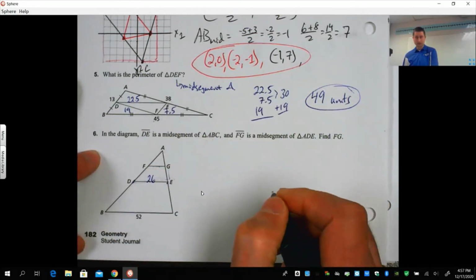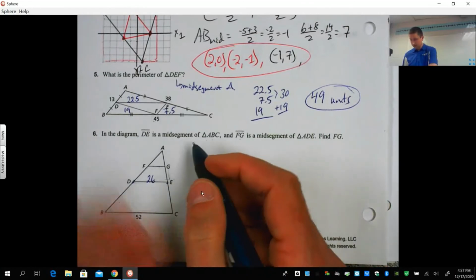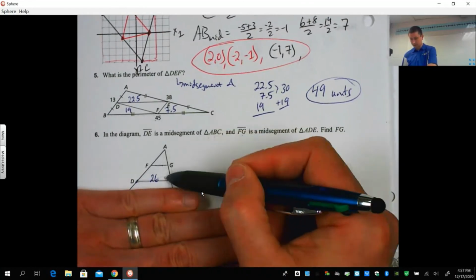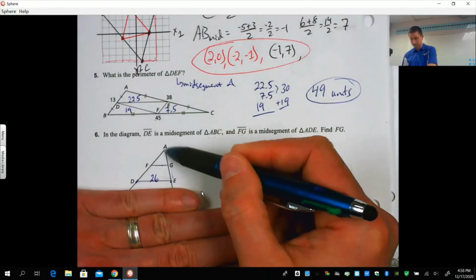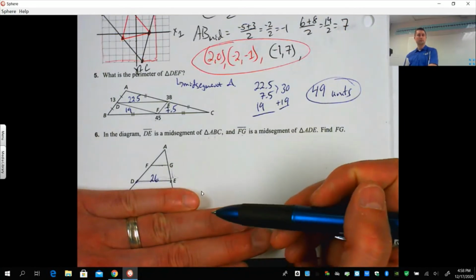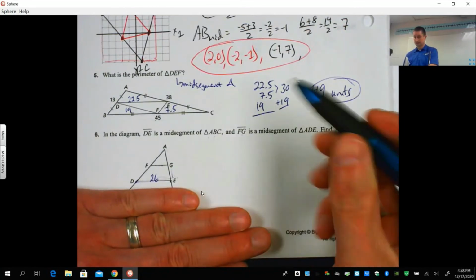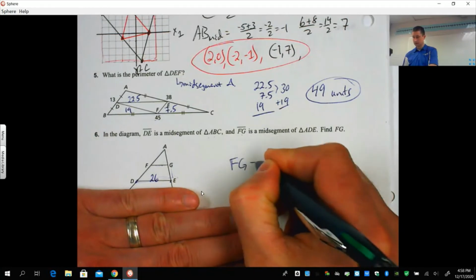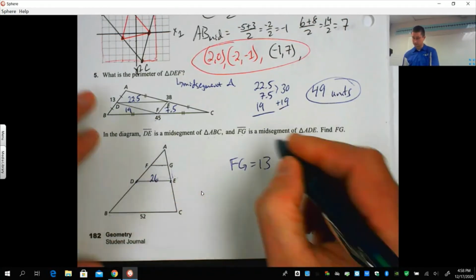26 has to be half of that. But now that 26 becomes the bottom part of this smaller triangle. So what does FG have to be? Again, half of that. F to G has to equal 13.